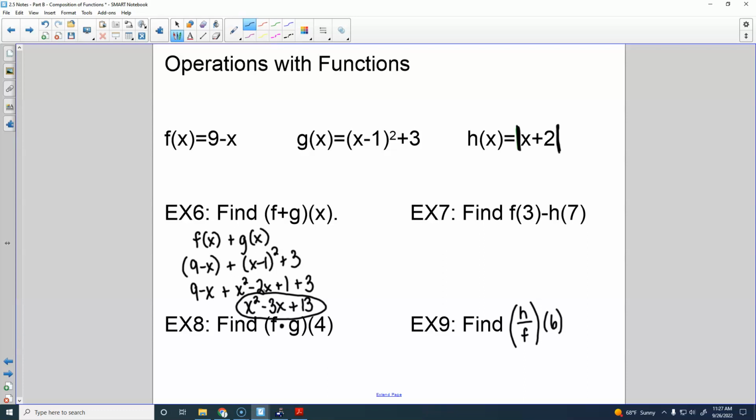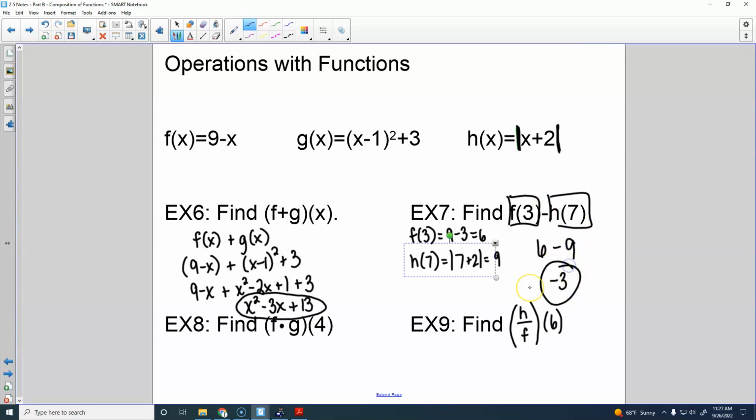Something like example 7 is asking us to find f of 3 minus h of 7. So you can just find f of 3, which is 9 minus 3, which gives us 6. You can find h of 7, which would be 7 plus 2, in the absolute value bars. You're going to get 9. So f of 3, right here, that's 6. And h of 7 is 9, so 6 minus 9 would give you negative 3. So you can just find those two parts separately and then do whatever operation you see.